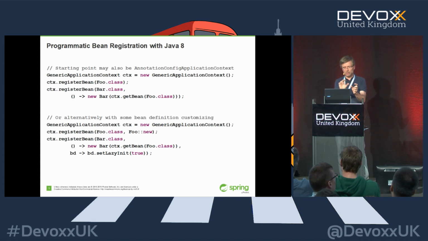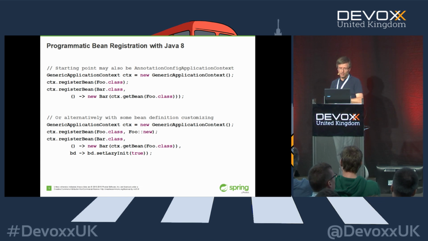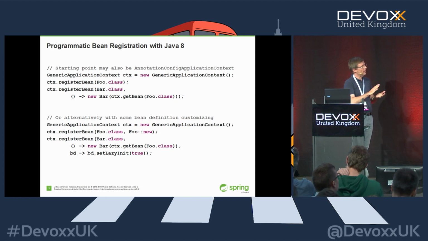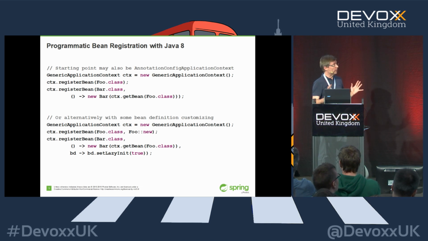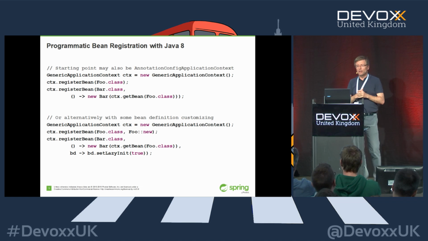So this BD set lazy init call is a typical inline bean definition customizer. You can do anything you want against the underlying metadata model. Adding qualifiers, changing the lazy init flag, for example, are typical cases. Stuff you would otherwise do with add lazy or add qualifier annotations. So this is actually pretty convenient and sort of in line with the functional API design conventions established in Java 8.